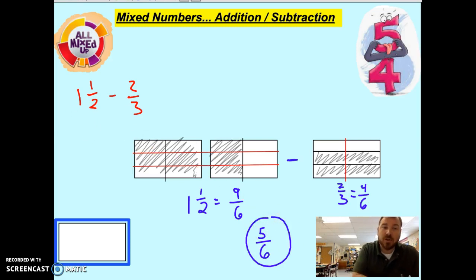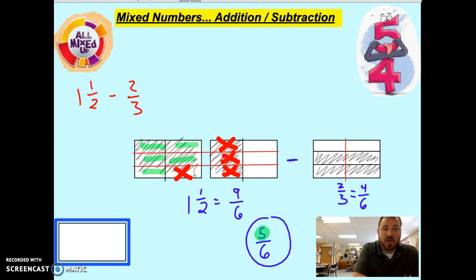Okay, another way to show that physically on the model itself, we started over here with 1.5 or 9/6, and we're removing or taking away 4 of those sixths. I can take away 1, 2, 3, 4, and then you see I'm left with these 5/6. 1, 2, 3, 4, 5 out of 6.